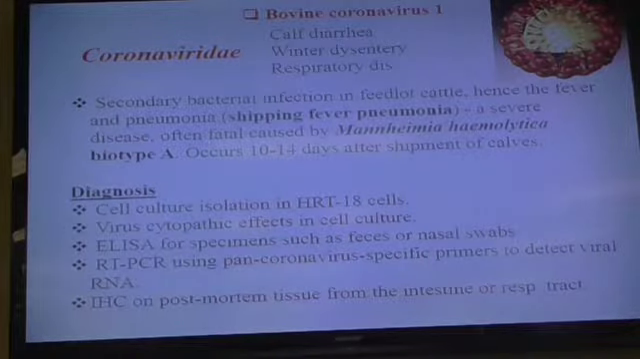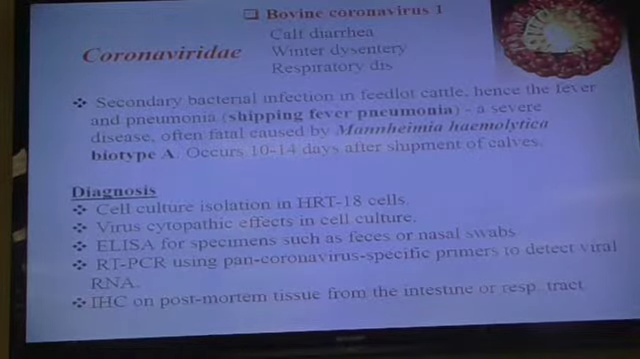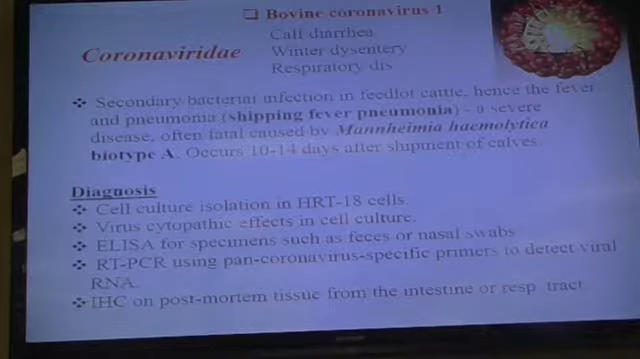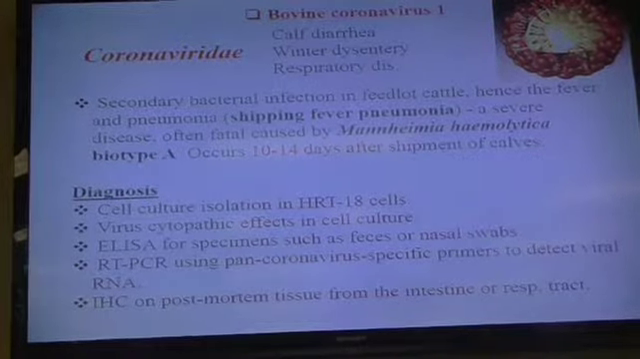So we said if the respiratory symptoms are complicated with bacteria, Mannheimia haemolytica, then what you will have is the severe disease. Now the reason it's called shipping fever is because of the stress as a result of shipping animals. And that stress predisposes the animal to bacterial infection.